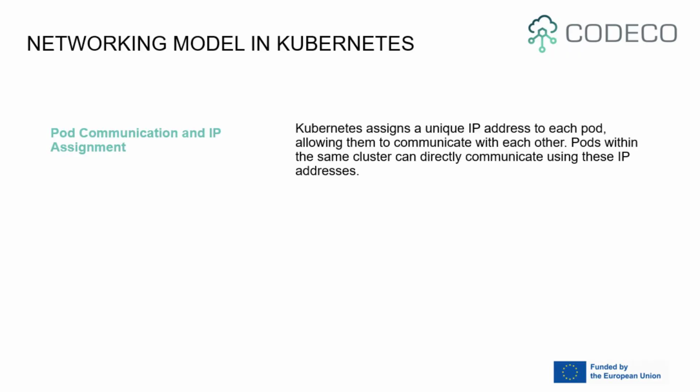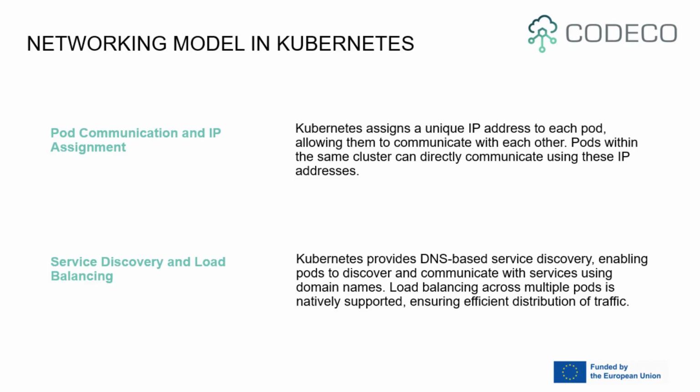Kubernetes uses a highly flexible and extensible networking model to manage communication between pods and services. It assigns a unique IP address to each pod and provides DNS-based service discovery to enable inter-pod communication. Load balancing across multiple pods is also natively supported.